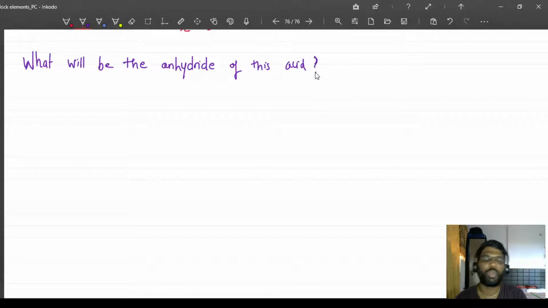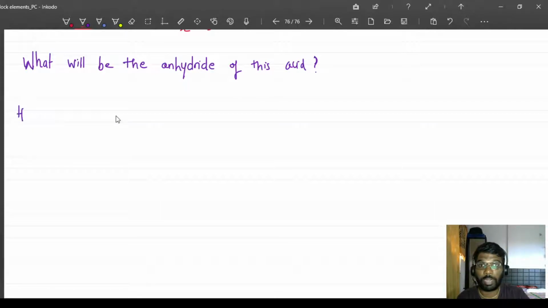See students, you don't have to learn any anhydride by heart. If for the exam they ask what is an anhydride, I'll tell you the simple technique. If you know this technique, you can apply it for any oxo acid, and you can easily get the anhydride.